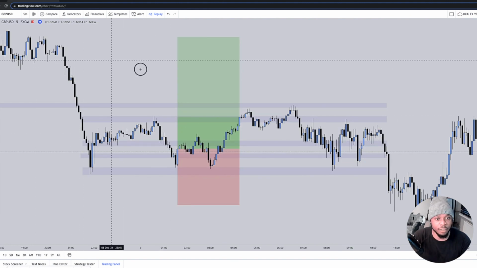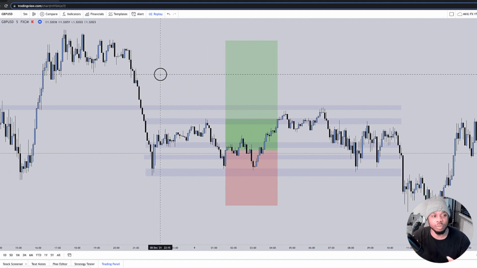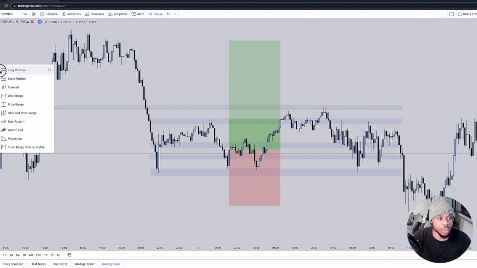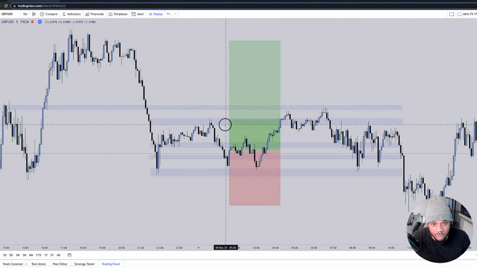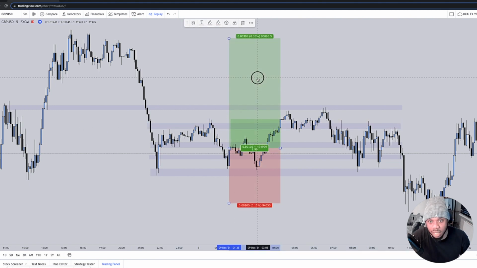Or what they could have done, if they wanted to stay in line with the trend, since price is dropping at the moment, is go for a short position. They could have done something like this. When price came up to here once, really clean up this zone here. This one, I believe I should have brought a bit lower, right? Something like this. I think that looks a lot cleaner.